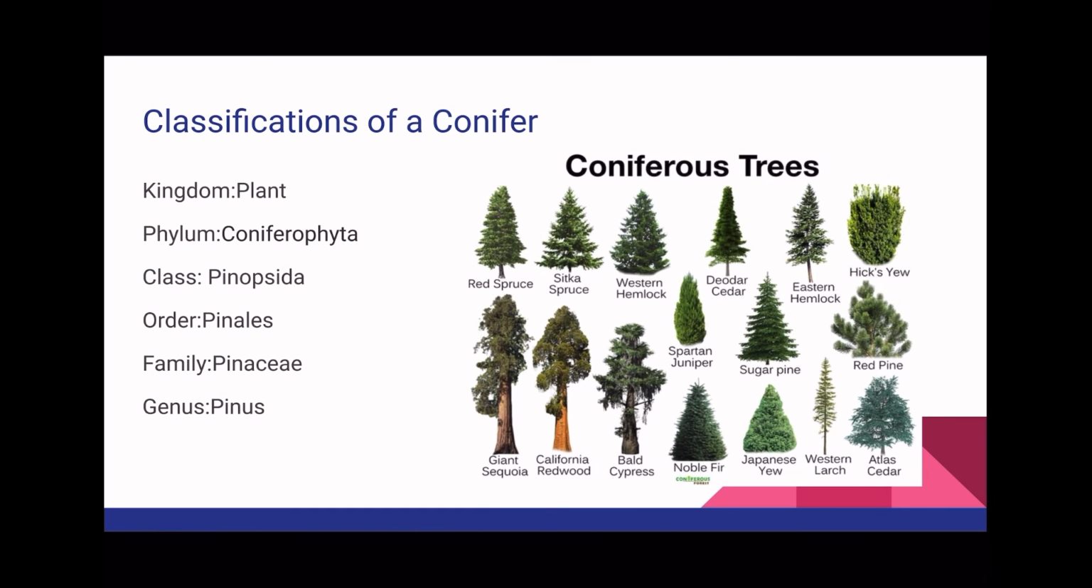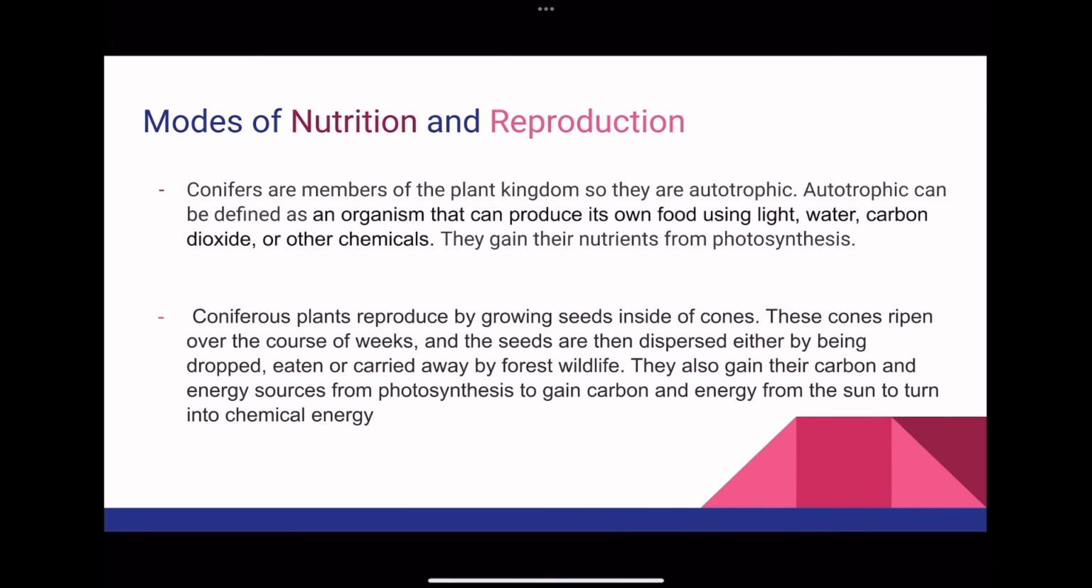Classifications of a conifer. Kingdom, plant. Phylum, Coniferophyta. Class, Pinopsida. Order, Pinales. Family, Pinaceae. Genus, Pinus. Modes of nutrition and reproduction. Conifers are members of the plant kingdom, so they are autotrophic. Autotrophic can be defined as an organism that can produce its own food using light, water, carbon dioxide, or other chemicals. They gain their nutrients from photosynthesis.